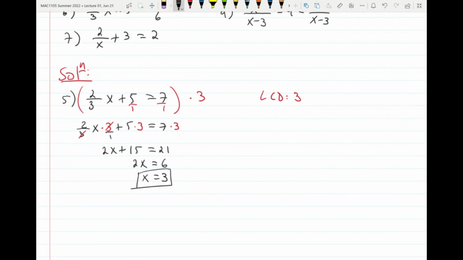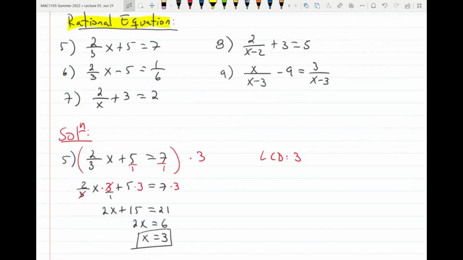Did you understand the idea? So if you see fractions, I recommend you multiply by the LCD just to get rid of the fractions. Okay? And then you solve the resulting equation. So go ahead and do 6. What's the LCD in 6? Yeah, 6. In problem 6, what's the LCD? 6. That was a coincidence.